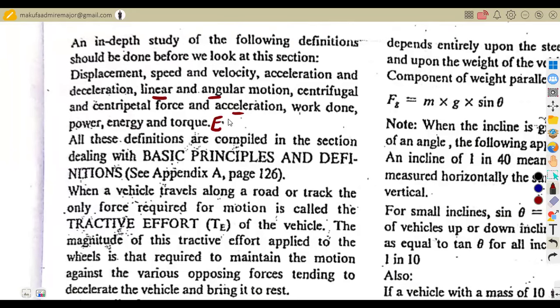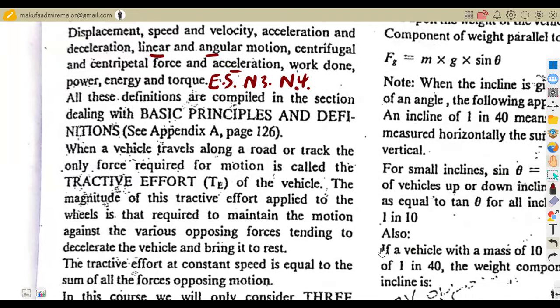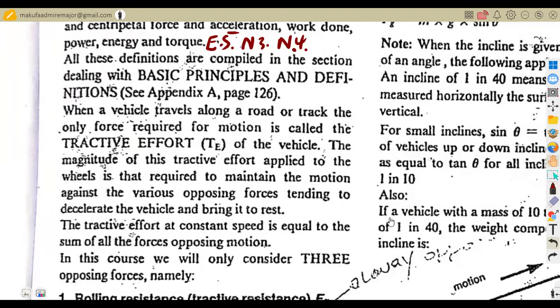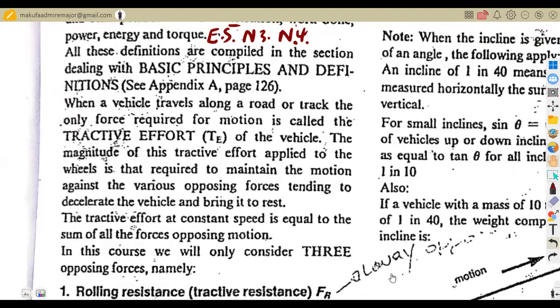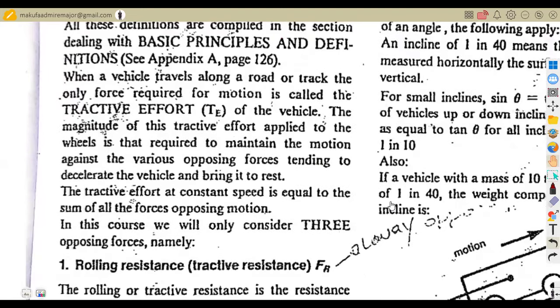Those are all part of your engineering science. So that's why I will say, guys, just go and pick up your engineering science N2, N3 and N4 and check. I talked about all those things, but we shall mention them as we are answering our questions and so forth. All right, so this is what we're going to talk about.